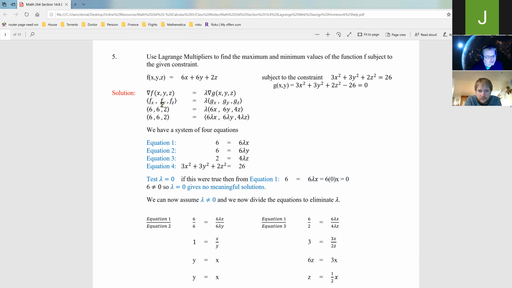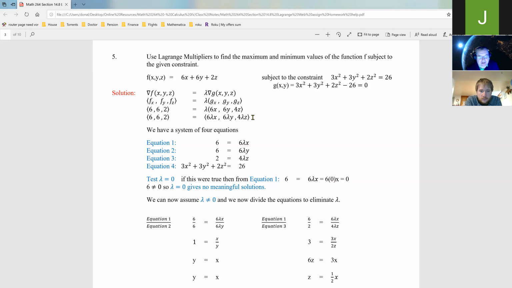So good news is, you just extend the process. Here's the gradient of f(x, y, z), and it's lambda times the gradient of the constraint function. You differentiate this, you get 6. You differentiate this, you get 6. And you differentiate this, you get 2. If you differentiate this, you get 6x, with respect to x at least, 6y, and 4z. That number doesn't really matter. And this is the line that we get. So it's really the same idea, just a bigger picture.